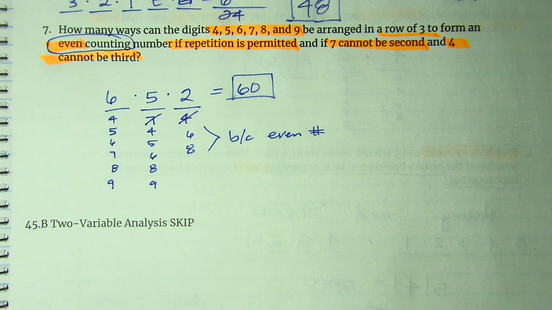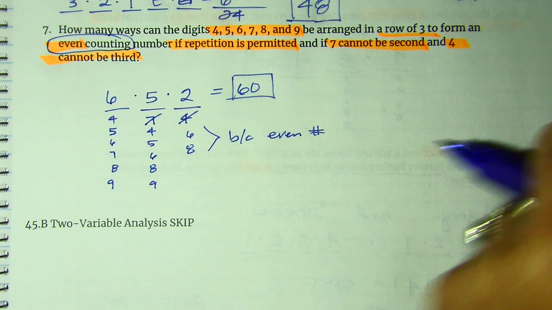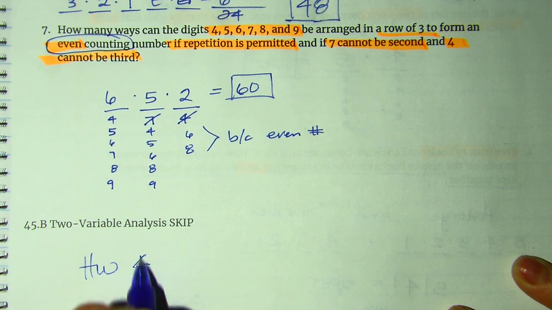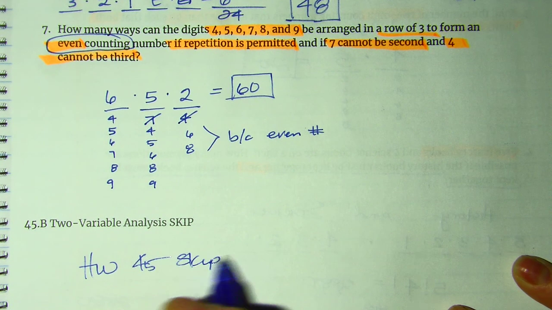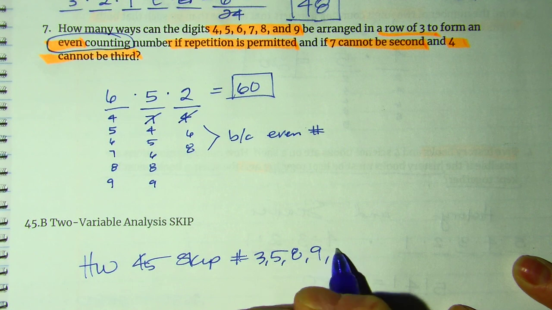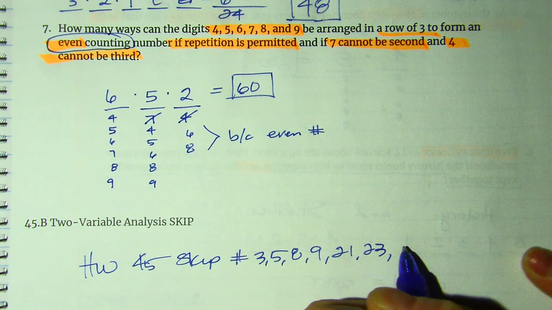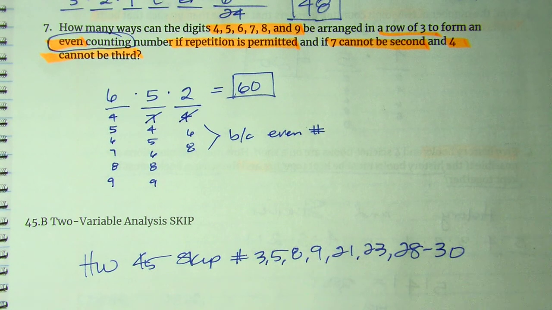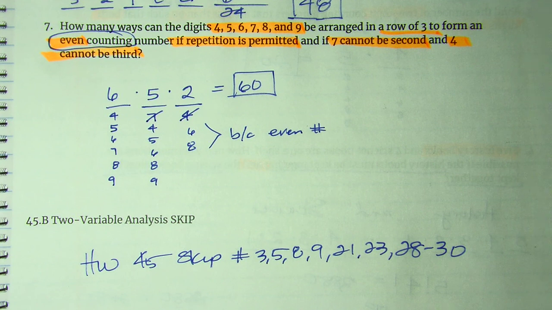45.B, we skip. It's 2-variable analysis, linear regression, and that sort of thing, and we're not going to do that. So for homework 45, you will be skipping number 3, 5, 8, 9, 21, 23, and 28 through 30. A lot, but that's because we skipped lesson 44.